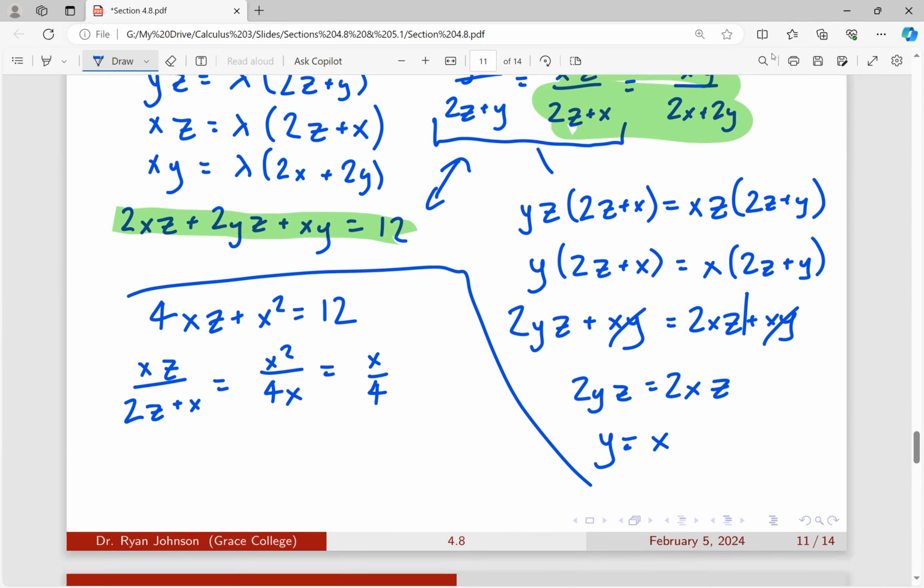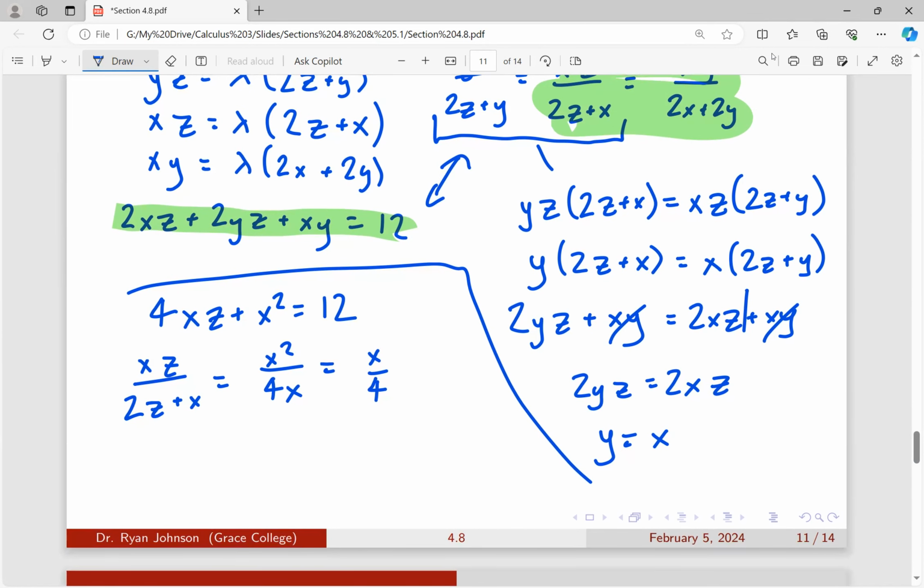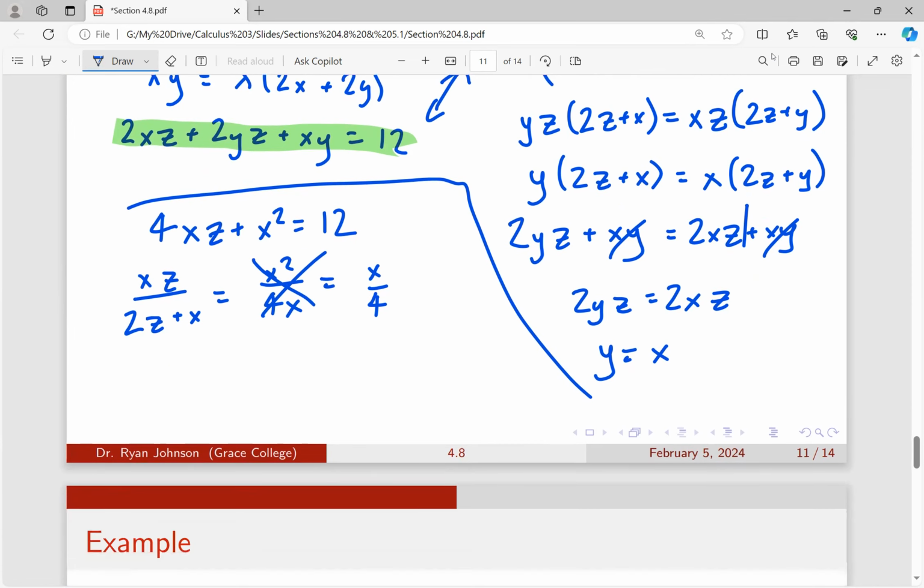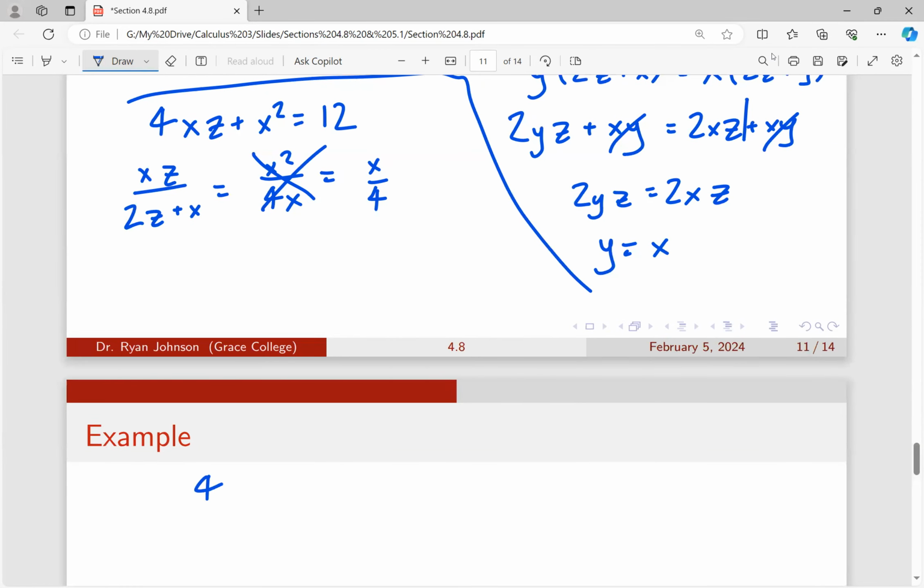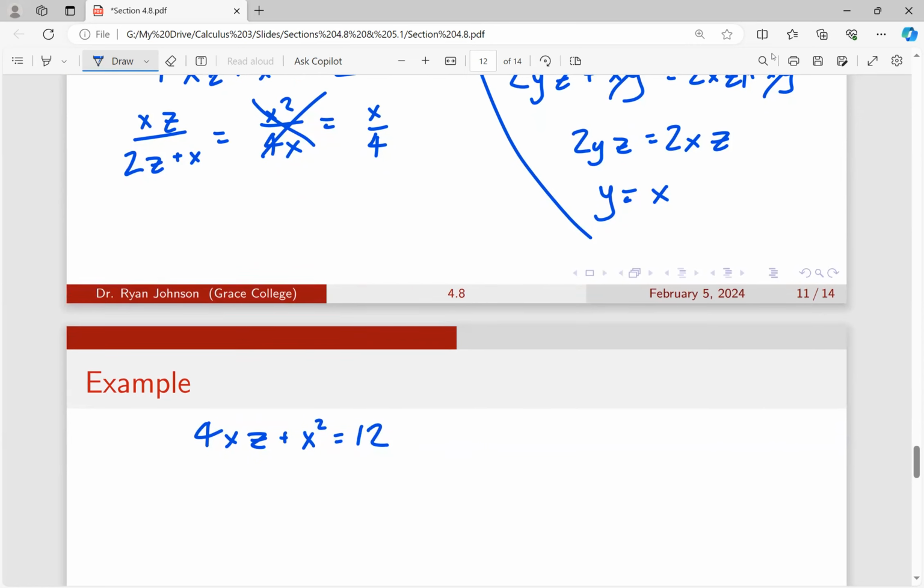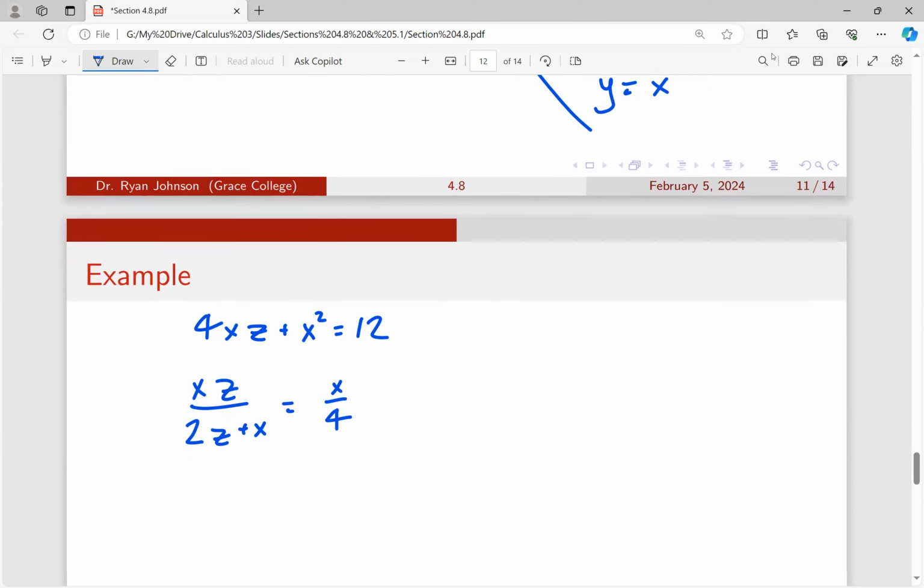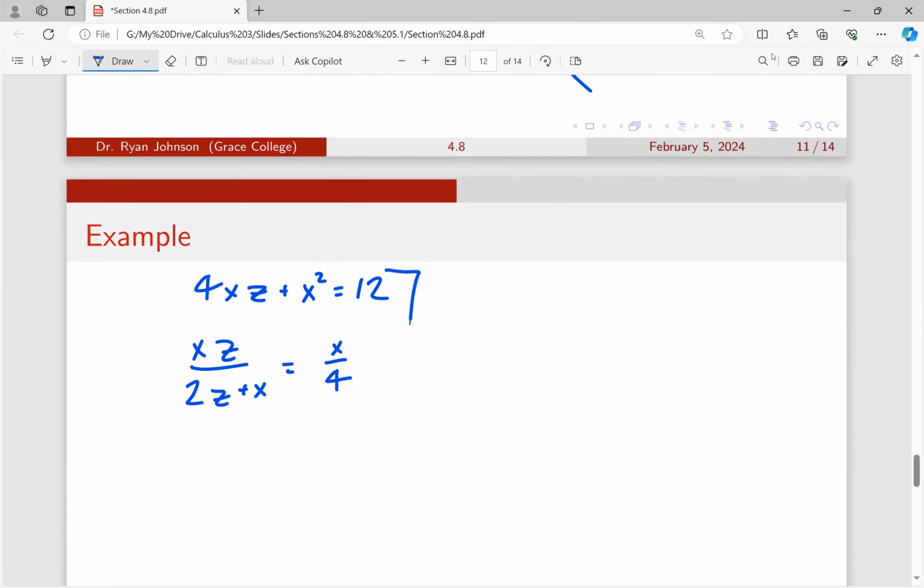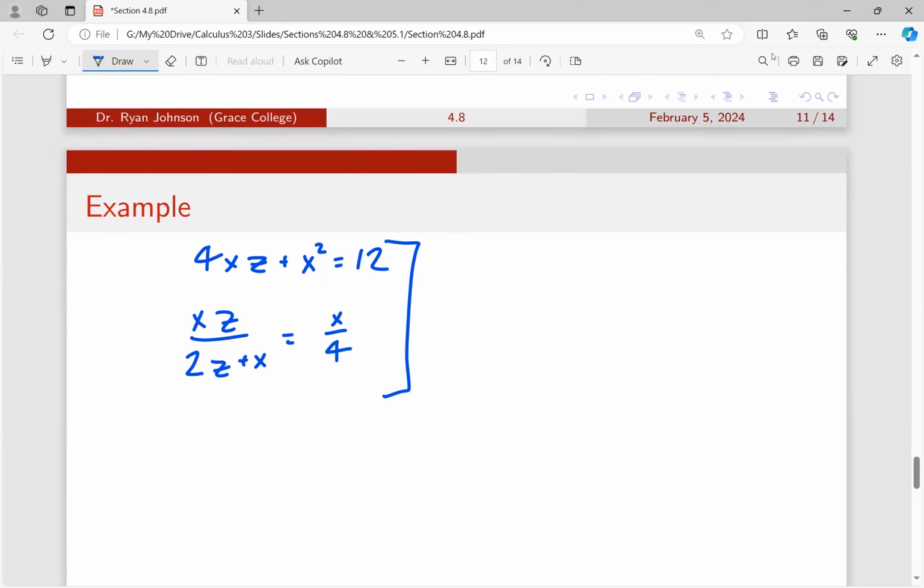Okay, well, let's simplify that some more. Forget about this one. Just figure we've got two equations now. Let's rewrite those again, just to stay organized. It's always good to stay organized with your algebra. Plus x squared equals 12, and xz over 2z plus x equals x over 4. Okay, let's try to simplify that second equation, because fractions, these are my two equations that I have left to figure out. So let's simplify the second one, because denominators are annoying.